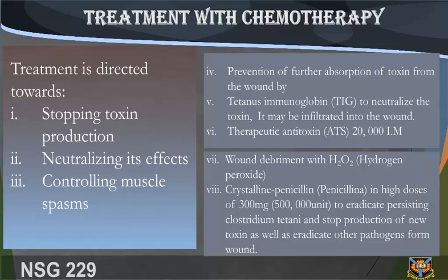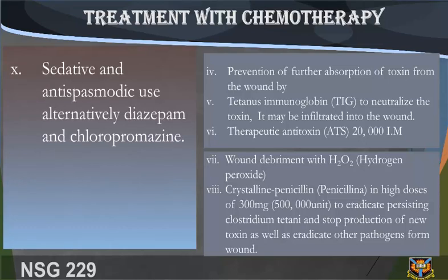8. Crystalline penicillin in high doses of 500,000 units to eradicate persisting Clostridium tetani and stop production of new toxin, as well as eradicate other pathogens from the wound. 9. Sedative and antispasmodic use, alternatively diazepam and chlorpromazine.